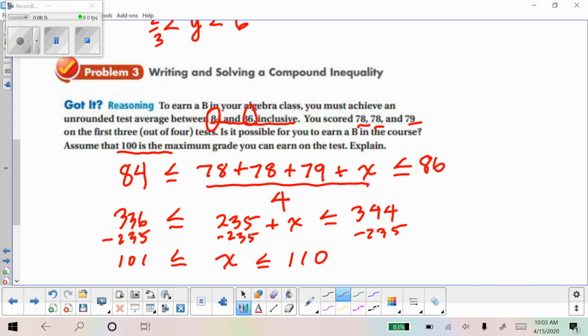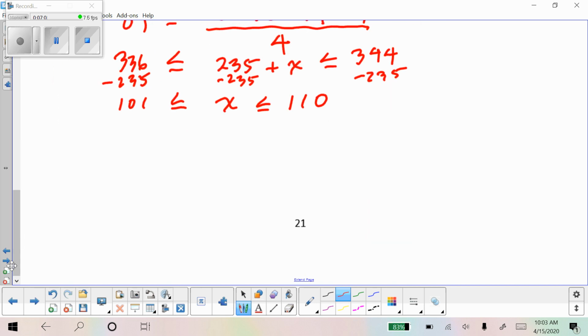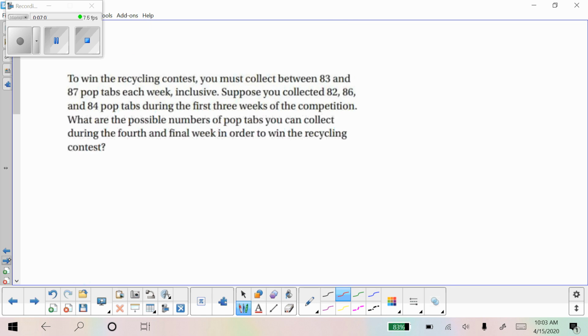Now, assuming that 100 is the maximum grade, it looks like you're out of luck. You're not going to get this grade if that was your hopes. All right. So why don't you go ahead and try one of those? It's pretty much the same. See if you can set it up, and you can check back and look at my work and see if you did it right.